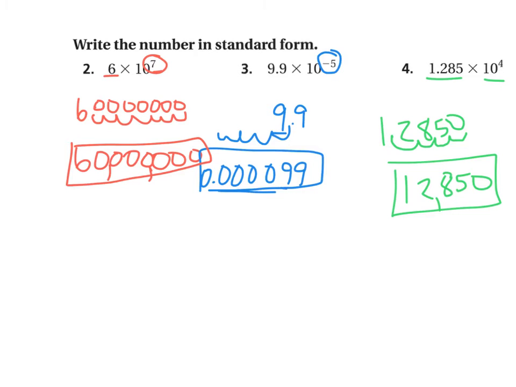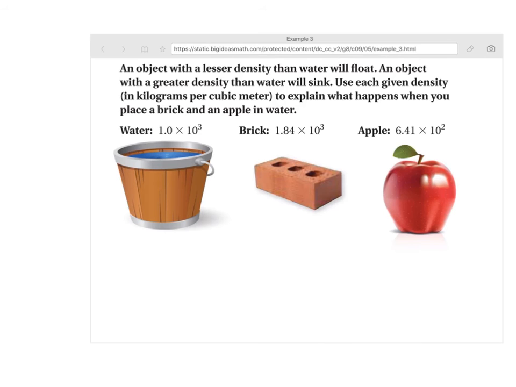All right, let's look at example 3. Write this in your journals. If you don't want to sketch everything out, that's fine. You just put the page number. This is on page, whatever it is in your book. You might write out at least the measurements. The water is 1.0 times 10 to the third. The brick is 1.84 times 10 to the third. And the apple is 6.4 times 10 to the second.